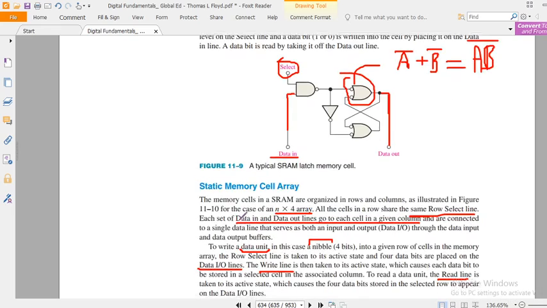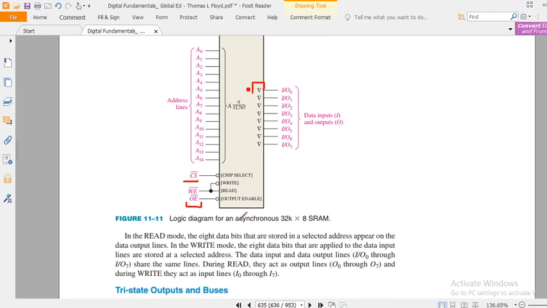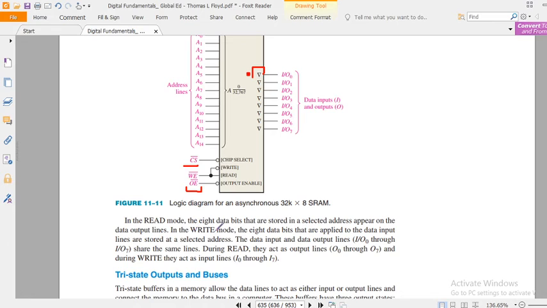So what is there? In the read mode, the 8 data bits that are stored in the selected address appear on the data output lines. In the write mode, 8 data bits that are applied to the data input lines are stored at a selected address. Okay, so this is the difference between the read and write. The data input and data output lines share the same lines. So this is important. They are the same lines. Depending on the operation we are performing, they act differently.